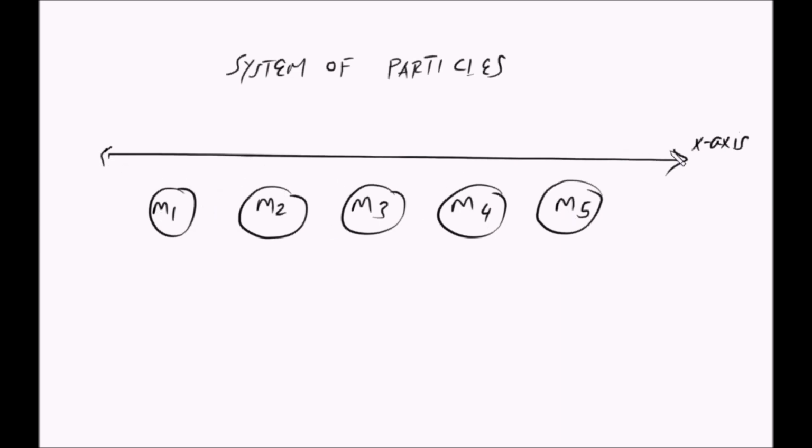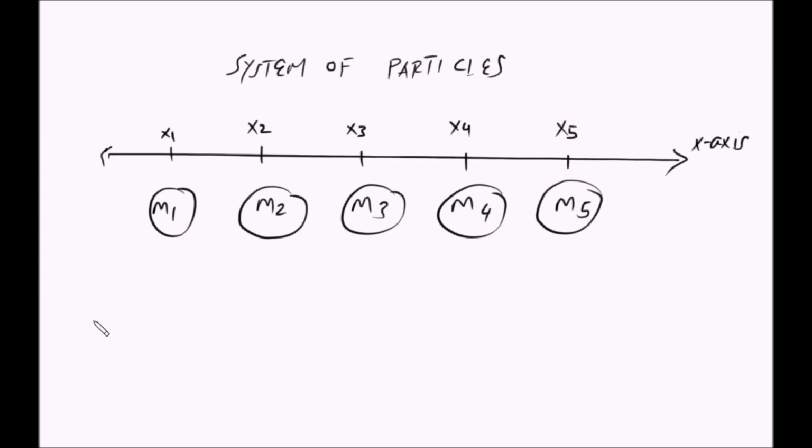So you see hapa juu nimeweka hii mstari nimeita x axis. Lengo ni kuonyesha position ya kila particle. So hii particle yetu ya kwanza is located at hii position x1. Hii particle yetu ya pili is located at hii position x2. Hii particle yetu ya tatu is located at hii position x3. Hii particle yetu ya nne is located at hii position x4. Na hii particle ya tano is located at hii position x5 in the x-axis.